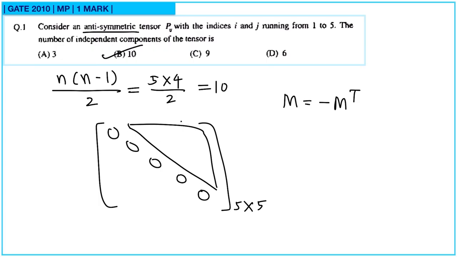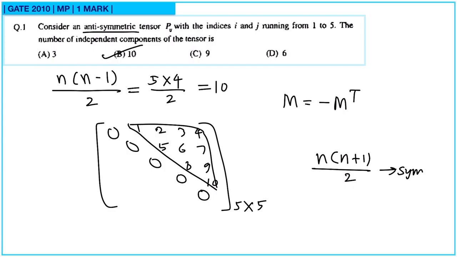So only these components we require. So that only we have to count. So this will be 1, 2, 3, 4, 5, 6, 7, 8, 9 and 10. So independent components are 10. So here option B is correct. For a symmetric one, we have n into n plus 1 by 2. So this will be for a symmetric tensor.